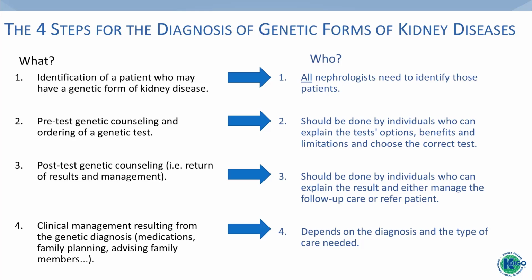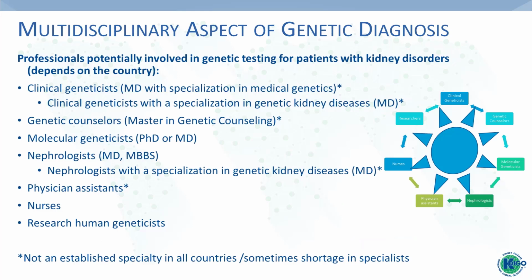So maybe change of medications, family planning, advising family members. And again, that might be done by multiple different providers. And it depends a lot on the diagnosis and the type of care needed. So the different people who are involved in genetic diagnosis, this is what we are referring to as a multidisciplinary aspect of genetic testing and diagnosis.